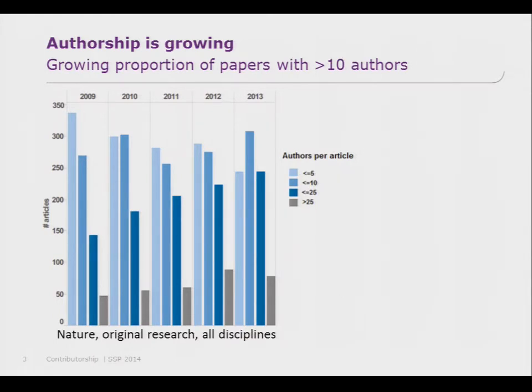But if you focus on the first and the third bar, you can see that even over the past 5 years, the number of articles published in Nature, and this is just original research in all disciplines, the number of papers with less than 5 authors is going down, and the number of papers with between 10 and 25 authors is really going up. So this is something that is very tangible on a year-on-year basis.